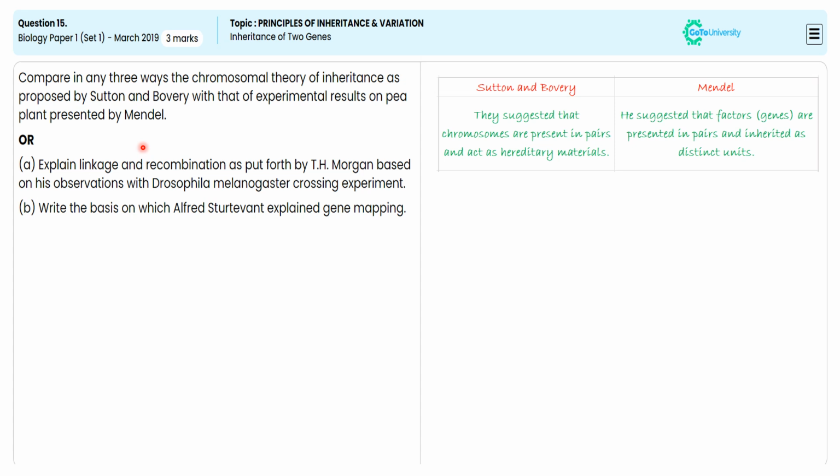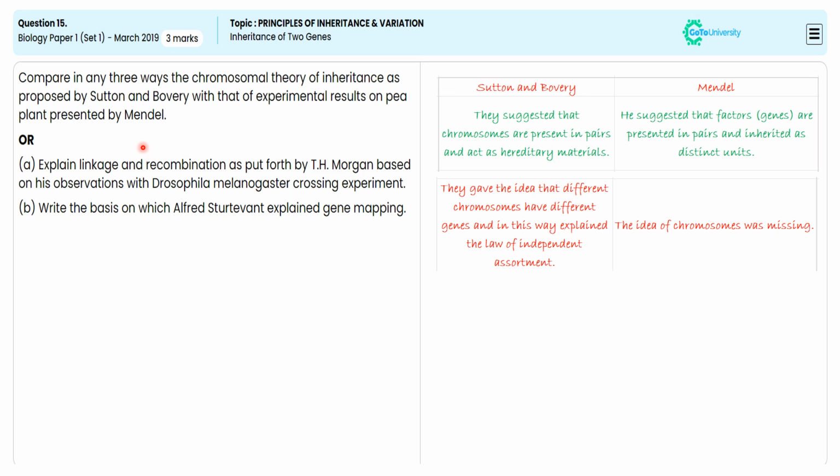Sutton gave the idea that different chromosomes have different genes, and in this way, he explained the law of independent assortment, whereas Mendel did not tell about the law of independent assortment. For this illustration, we are getting another 1 mark.